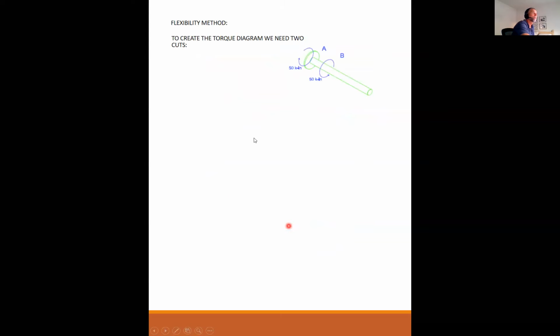Now we need to create a torque diagram by creating two cuts. See, now I've drawn my reaction the way that it is. Cut number 1 is between A and B, and cut number 2 is between B and C. For cut number 1, do a free body diagram. I have an unknown internal torque, AB, according to the right-hand rule, and I have my reaction.